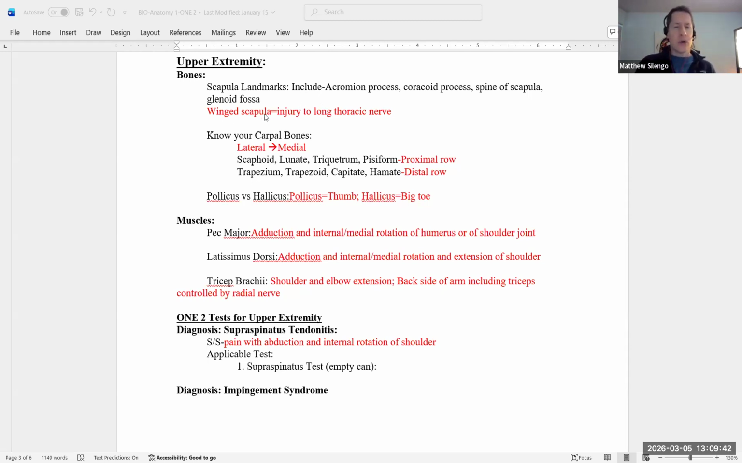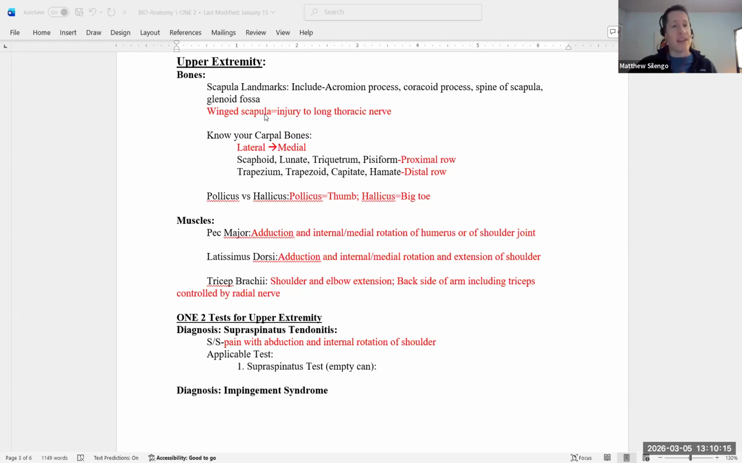Now, there is a condition where somebody can have a wing scapula, where the scapula kind of wings out rather than being held firmly against the rib cage. And there is a question that comes up on comps. I don't know if you'll get this question, but it is in the test bank. The question asks, what causes a wing scapula? There's two potential answers. It could be that there's some kind of problem with the muscle itself that holds the scapula to the thoracic wall, which is the serratus anterior muscle.